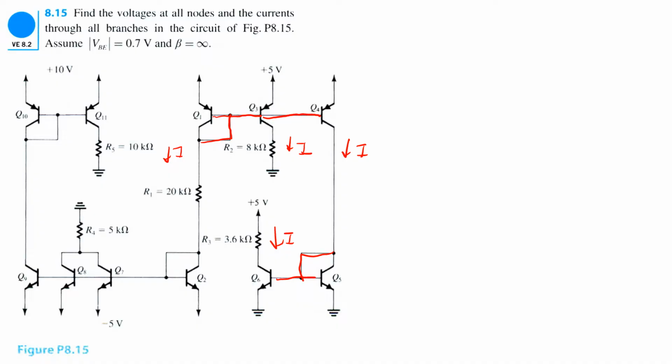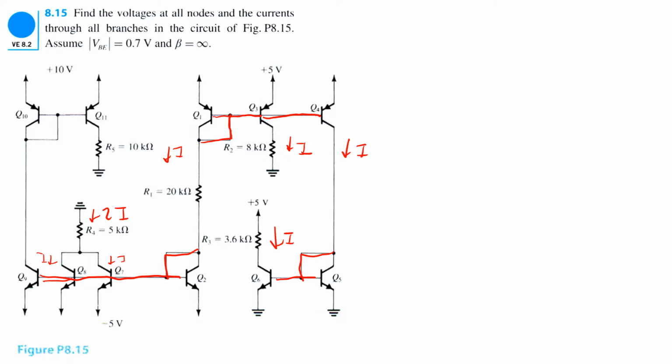Now if we move over to the left at Q2, which is receiving the same current I, you can see that it too is mirroring that same current with Q9, Q8, and Q7 because all of their bases are shorted together. So this current going through Q7 will be I. This current going through Q8 will be I. And if you do nodal analysis, you see that Q8 has a current I, Q7 has a current I, so the current going through R4 would be 2I.